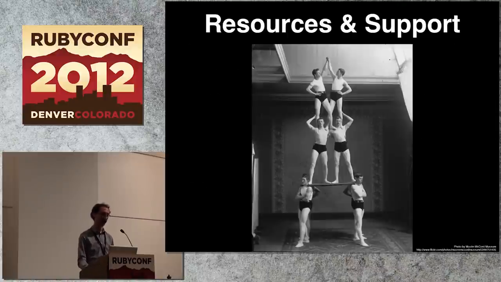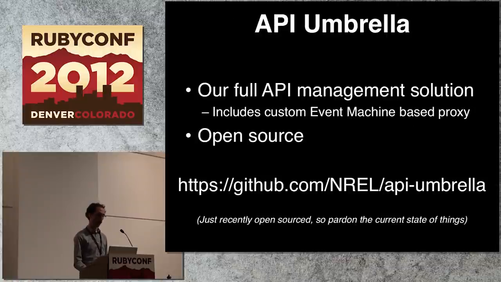I'll go through some random resources that might be useful. One of them is API Umbrella. This is our full API management system we've built at NREL, and we've just recently finally got approval to open source it. So it's all out on GitHub. We're super excited to finally open source the project, and it includes our custom EventMachine based proxy. Even if you're not interested in APIs, you might check it out for what you can do at that reverse proxy level and how you would implement some of those details. It's GitHub/NREL/API umbrella. It's a new open source project for us, so we're sadly behind the times as far as getting it documented, but definitely reach out to me if you have questions.